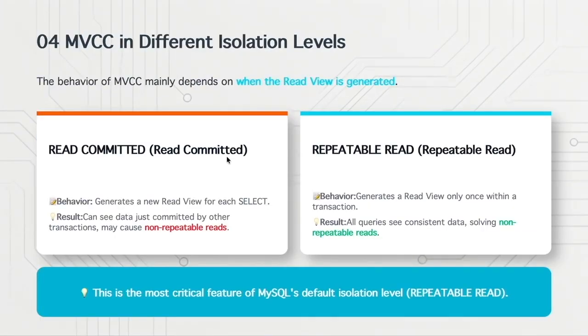The behavior of MVCC changes based on the transaction isolation level, specifically when the read view is generated. In read committed mode, a new read view is created for every select statement. This means you can see changes committed by other transactions during your transaction, which can lead to non-repeatable reads. In contrast, MySQL's default level, repeatable read, creates the read view only once at the beginning of the transaction. This ensures a consistent view throughout, solving the non-repeatable read problem and providing a stable snapshot.